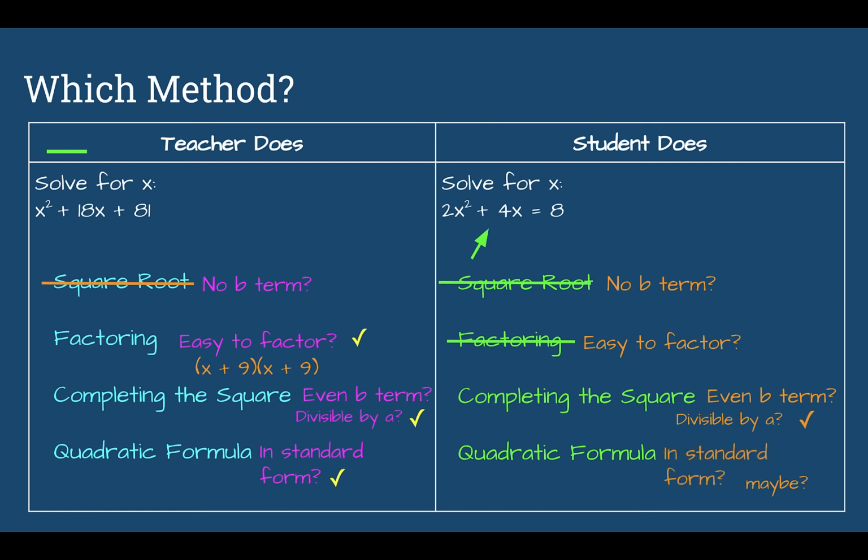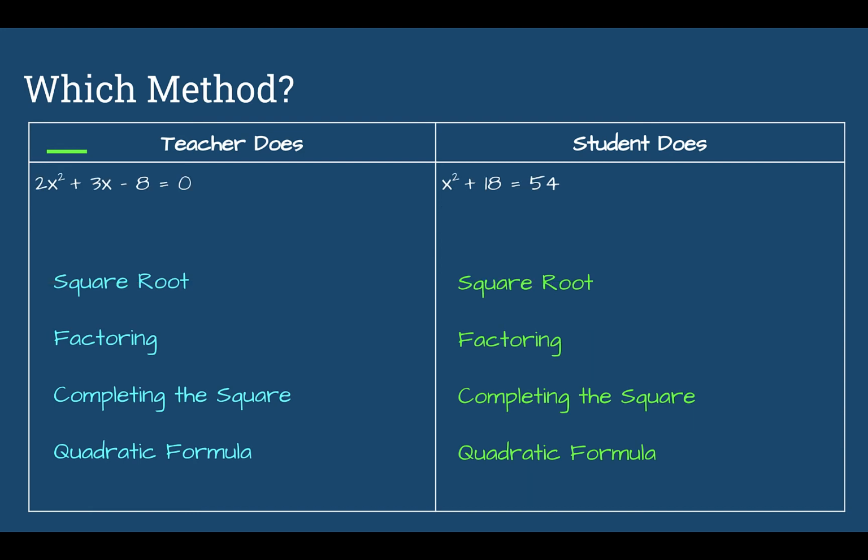And then for the quadratic formula, it's not in standard form, but you could easily just subtract 8 and end up with 2x squared plus 4x minus 8 equals 0, and then it would be. Let's look at our next example.